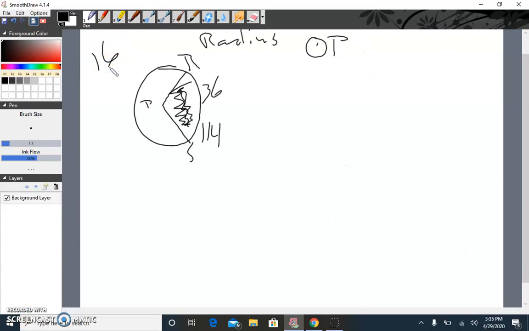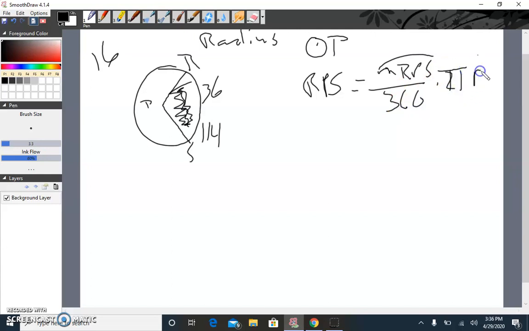Alright, number 16. We're looking for basically the same thing we just did, except we're looking for the radius. So all these are just different questions using the same formula, but looking for a different part of the formula. So if we find the area of the sector RPS, like we just did, we found that by taking the measure of RPS, the angle, over 360, and we multiply that times pi r squared.